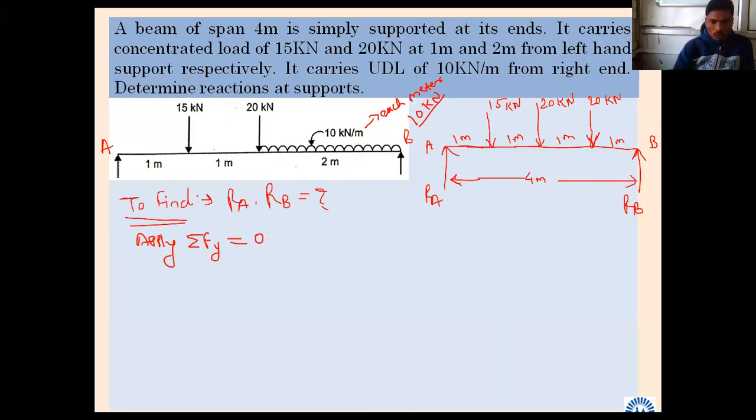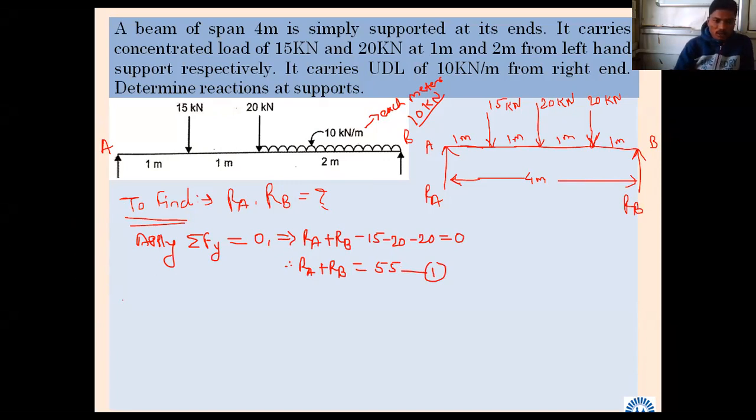Summation FY equal to 0, which implies what? RA plus RB minus 15, minus 15, minus 20 equal to 0. Therefore, very simple. RA plus RB equal to 55. Equation number 1.